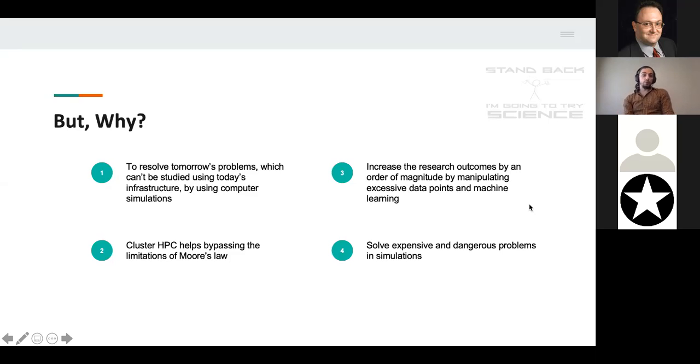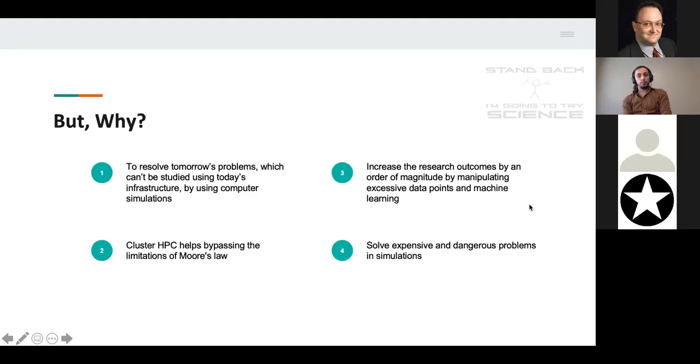Another reason for HPC is to bypass the limitations of Moore's law. For HPC, the computing power has been growing much faster compared to the PC itself, but we are still limited by how far we can go, how fast, and how many transistors you can fit. There are physics limitations, at least till today, that we cannot deal with.